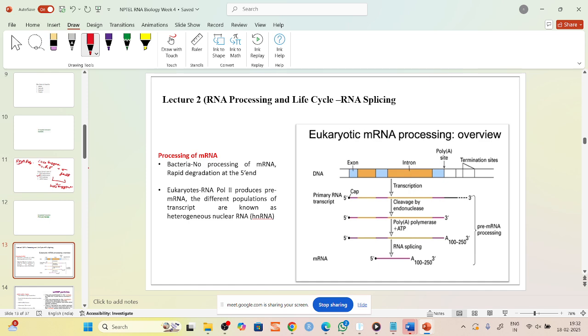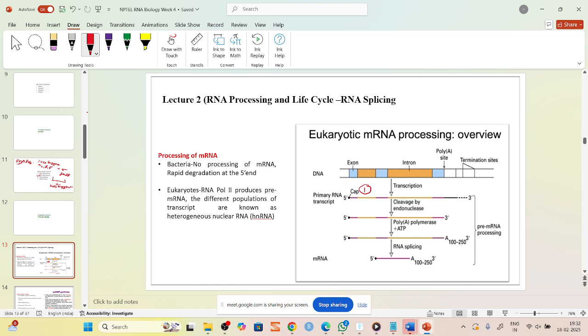Okay, so if we look here, the overview of eukaryotic mRNA processing. See, this is your DNA, and one of the strands of the DNA acts as a template, and then transcription happens, and this is your primary transcript which is formed. Now this primary transcript undergoes various modifications. The first modification is at the 5 prime end, which is 7-methyl guanosine addition, which is 5 prime capping. So, it's not like all the three post-transcriptional modifications happen together.